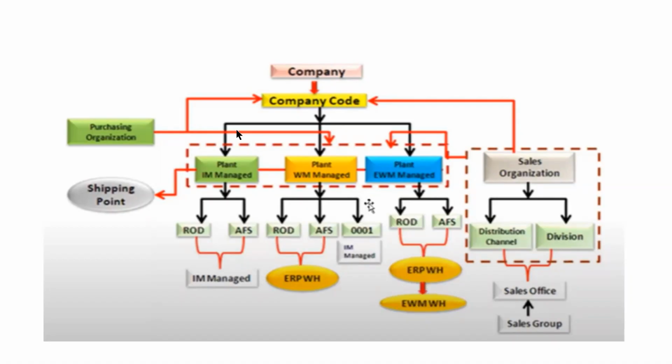Don't confuse between the IM managed storage locations and EWM managed storage locations. So please remember this diagram. Whenever you maintain the IM managed storage locations, you are going to do the MIGO and receive the materials. But in EWM managed storage locations, you will do everything in the PRDI screen. Because the document is distributed to the EWM, it will not allow you to do the MIGO transactions.